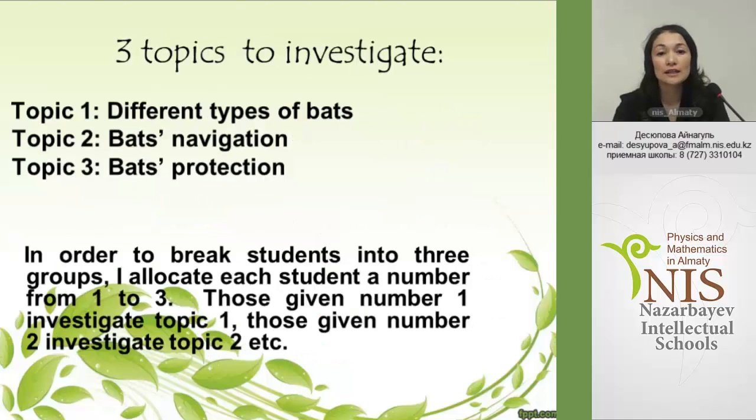So my students are given 3 topics to investigate. The first is different types of bats. The second topic, bats navigation. And the third one, bats protection. So in order to break students into 3 groups, I allocate each student a number from 1 to 3. Those given number 1 investigate topic number 1, different types of bats. Those given number 2 investigate topic number 2, bats navigation. And those given number 3 investigate topic number 3, bats protection.